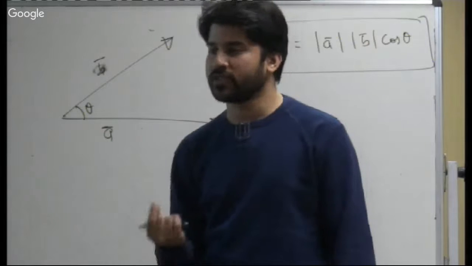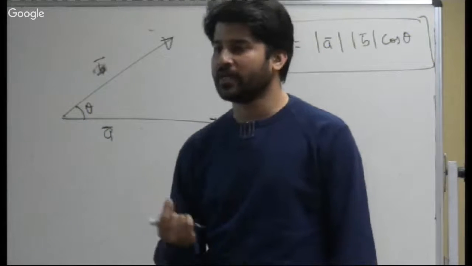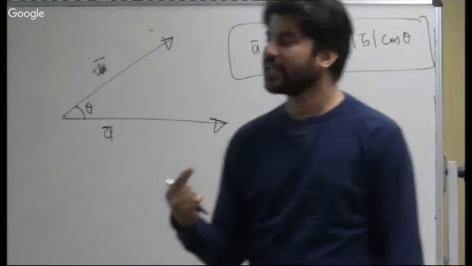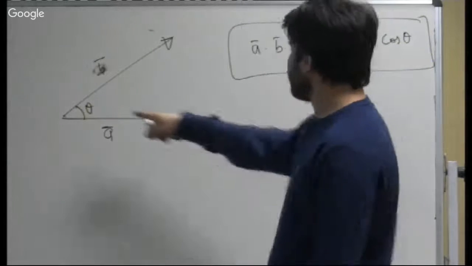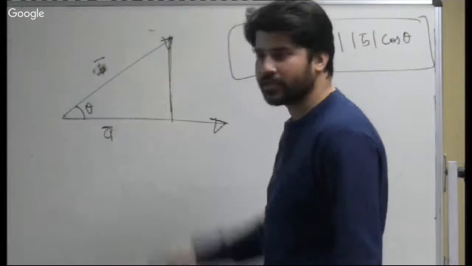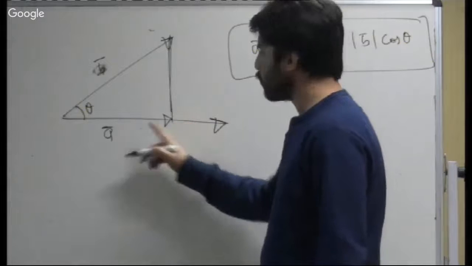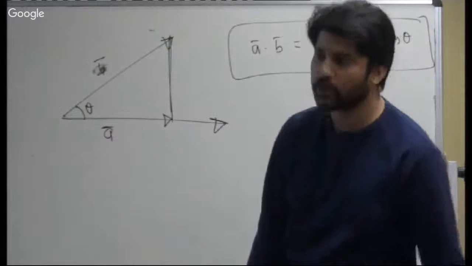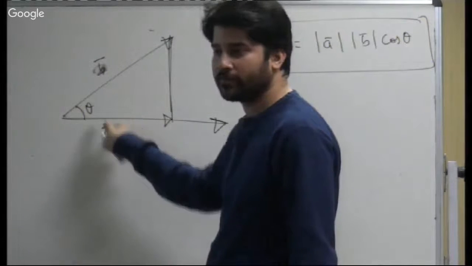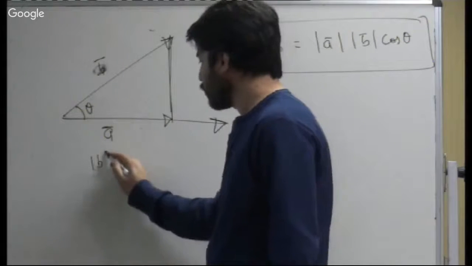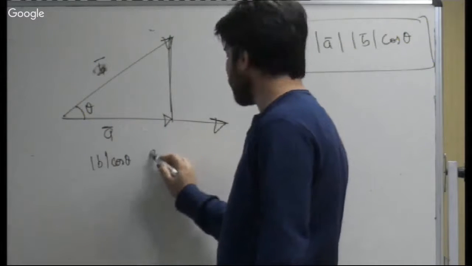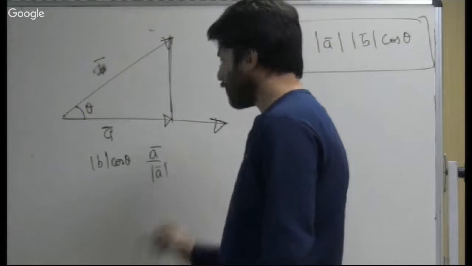Why? Because cos is the best indicator between acute and obtuse, right? Because for acute it is positive, for obtuse it is negative. Very good. So I see that this turns out to be this. Then I can create this projection of this on this. So this turned out to be a projection vector. We call it a projection vector or orthogonal vector. So I can say this is nothing but mod B cos theta. I can call this length as mod B cos theta, and I know the direction. It will be A by mod A.